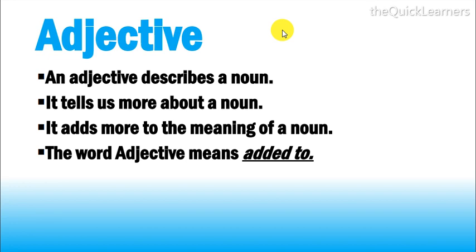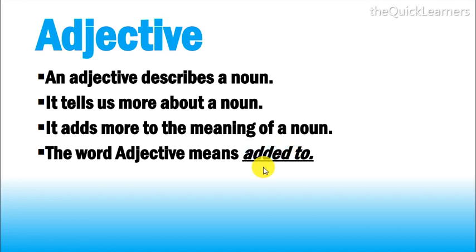In this video we will discuss adjectives and their kinds. Let's get started. So what is an adjective? An adjective is a describing word. It describes a noun. It tells us more about a noun. In fact, it adds more to the meaning of a noun. So what is meant by the word adjective? The word adjective means added to.